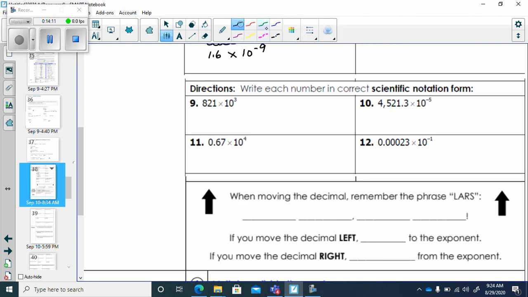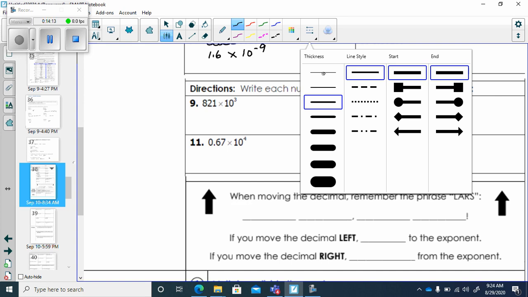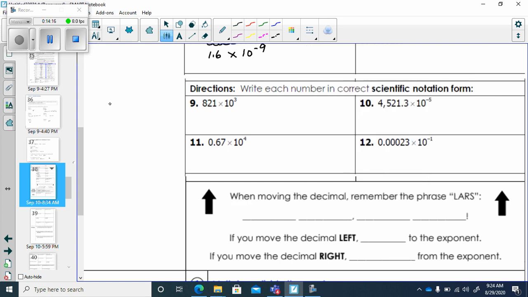I gave you a term earlier. It's called LARS. LARS means it deals with moving our decimal. If I move a decimal left, I add to the exponent. If I move a decimal right, I subtract from the exponent. Left, add. Right, subtract. Okay, this is how we handle moving the decimal and changing the exponent whenever numbers are not straightforward.